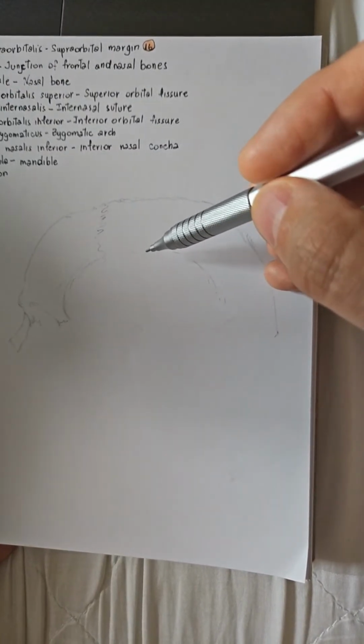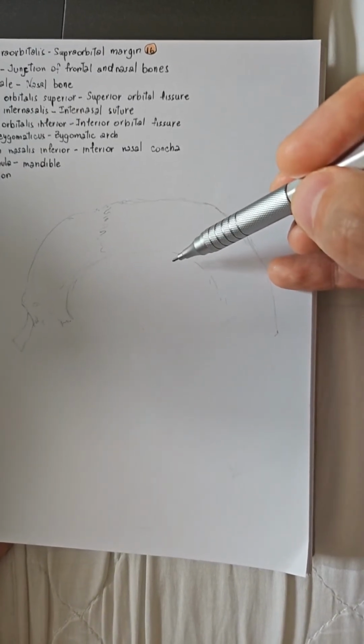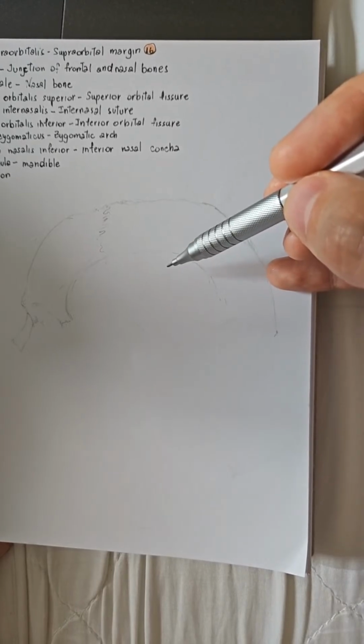I mentioned before that this is the linea temporalis superior, but if we have the linea temporalis superior, we might have the linea temporalis inferior.